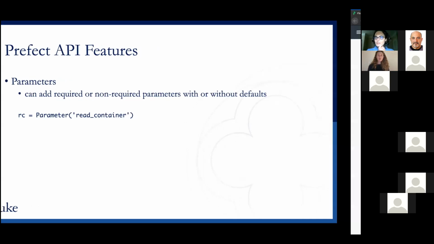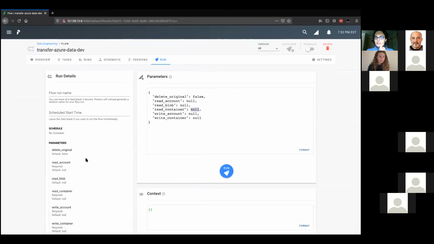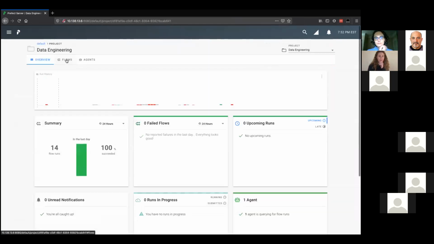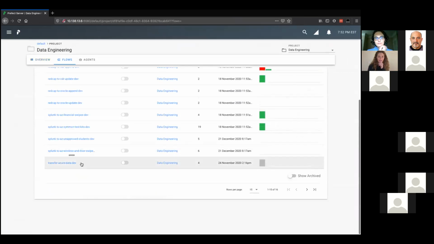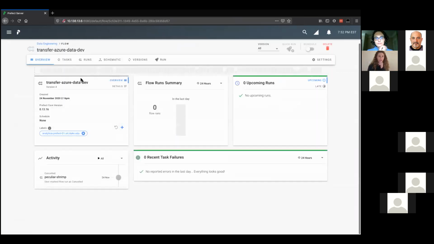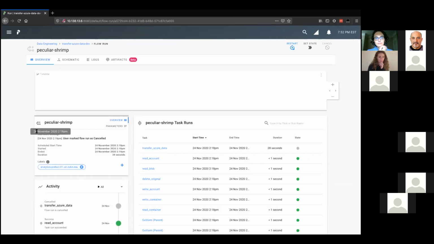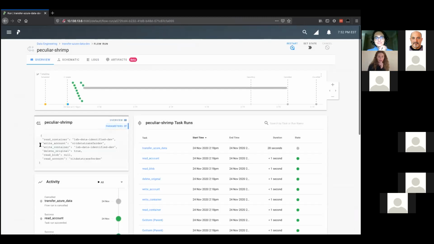I'm almost confident that they are. Why don't we poke around and see what we see here? Actually, I'm not sure that I have even run this. Oh no, it looks like I have. So let's look at a run for this particular guy. Peculiar shrimp, parameters, voila. Awesome. Yeah, so here they are. Very useful.